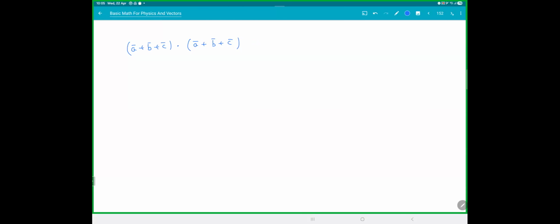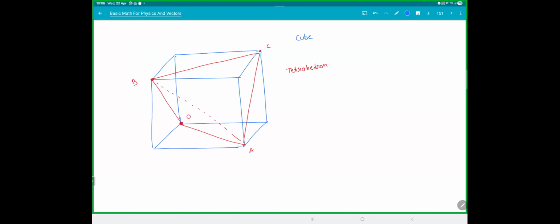Anyway, so if you take (a + b + c) · (a + b + c), this is nothing but, if you just multiply, you will see something. This is a² + b² + c² + 2 a·b + 2 b·c + 2 c·a. It makes your life pretty fast. And the left hand side is nothing but |a + b + c|². What is a²? The values are given.